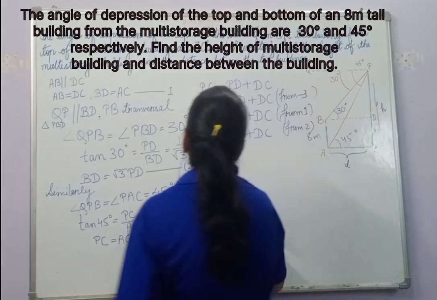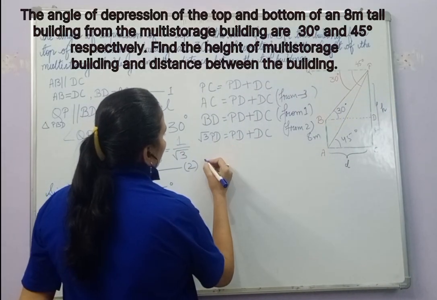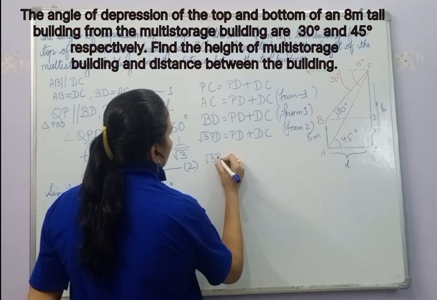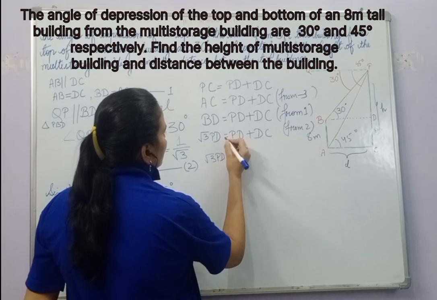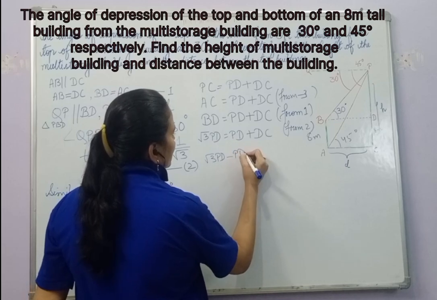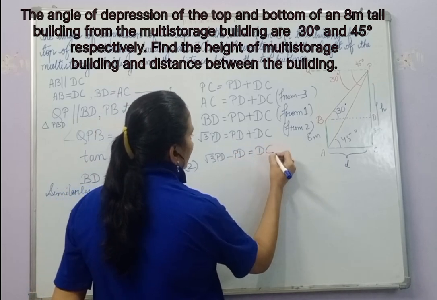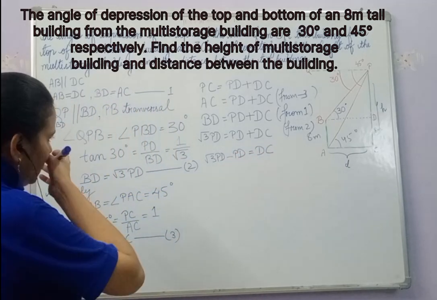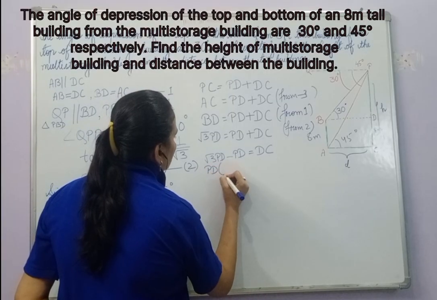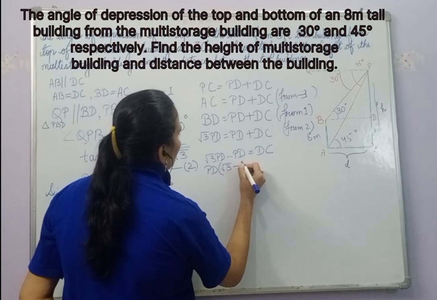So it will come up root 3 PD minus PD. This will come this side, plus side will come this side, it will become minus PD is equal to DC. I hope this is clear. Now you need to follow. Take PD common, PD taken common. So root 3 minus 1.